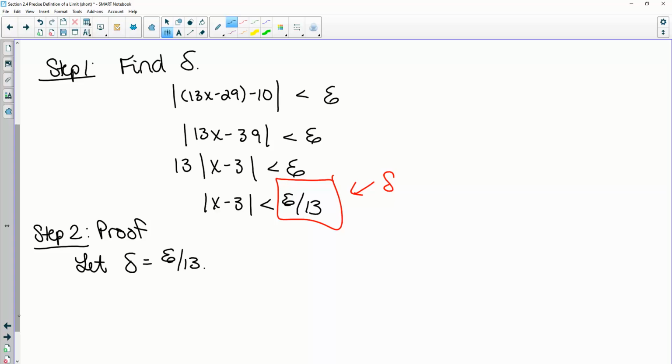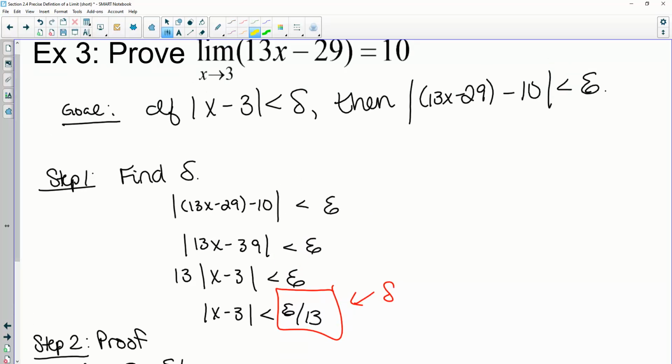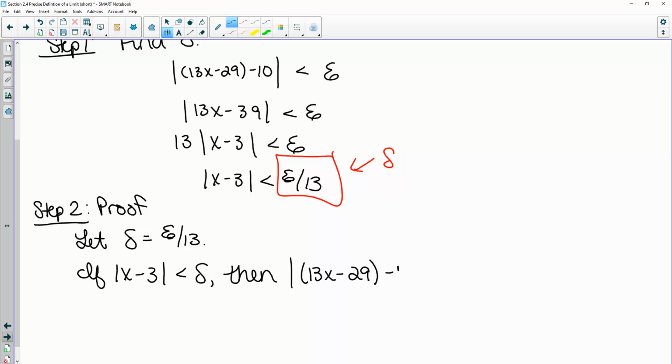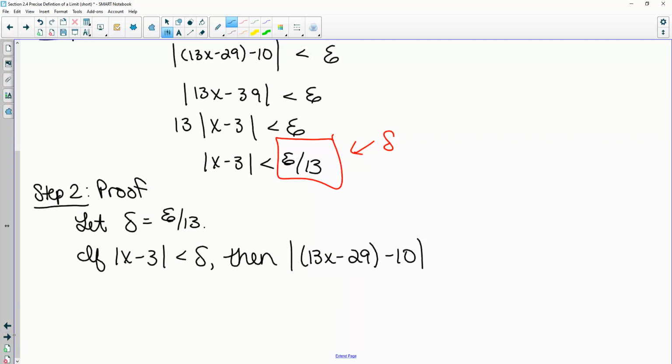So we're going to go back to that goal statement, and we are going to restate everything up until the less than. So I'm going to say, if the absolute value of x minus 3 is less than delta, then the absolute value of 13x minus 29 minus 10. And now I have to work it out until I get a less than and an epsilon in my problem. Okay, but it's really the same thing as what we already did when we were doing our scratch work. So this is 13x minus 39. Then we take out the 13.